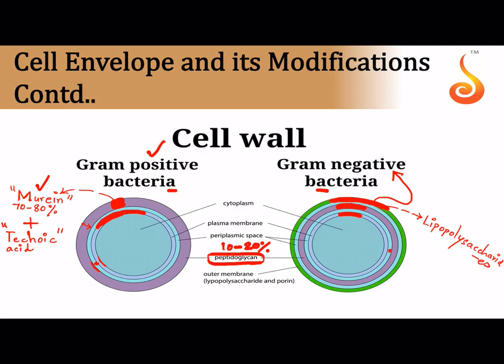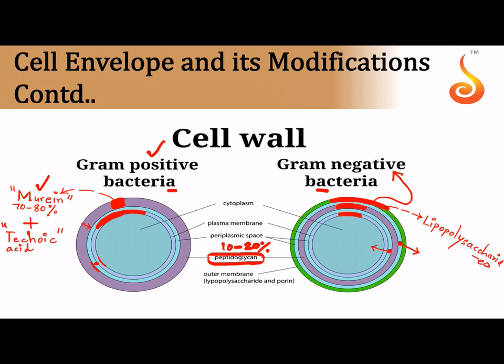The space between the plasma membrane and the cell wall of peptidoglycan is called the inner periplasmic space, and the space between the peptidoglycan layer and the outer membrane is called the outer periplasmic space. So basically you can identify two spaces: the inner periplasmic space and the outer periplasmic space. But most important are the differences.